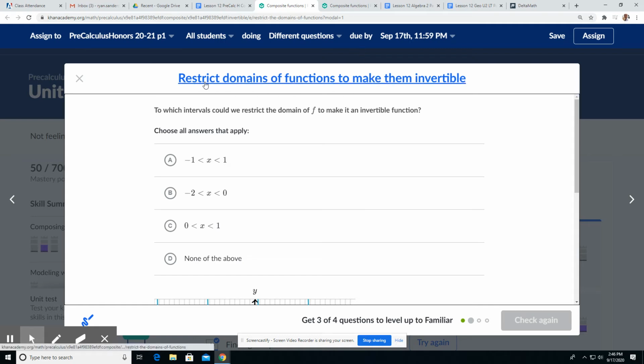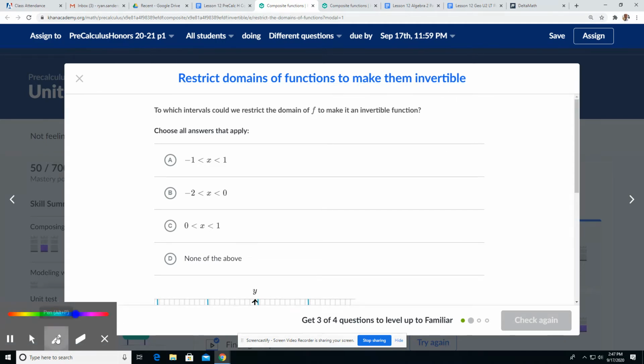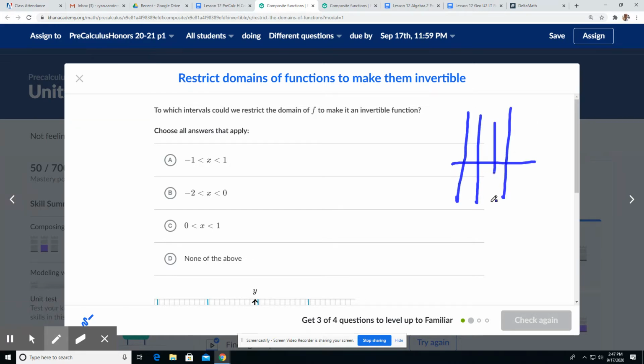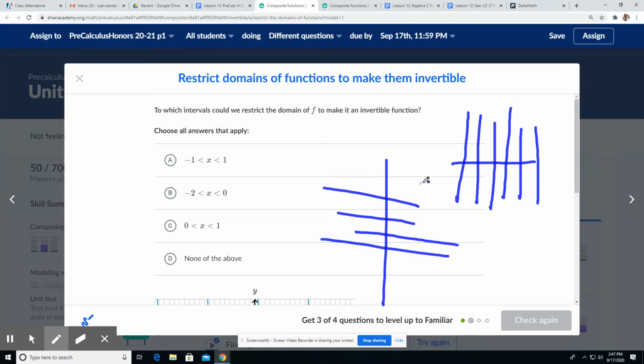For these, we're asked to restrict domains of functions to make them invertible, which basically means it has to pass the vertical line test. So on our x and y graph, it would have to pass the vertical line test. That means it is a function, meaning these lines would not hit it more than once. And then for invertible, it has to pass a horizontal line test. So we would just draw lines imaginarily and see if they hit our function more than one time.